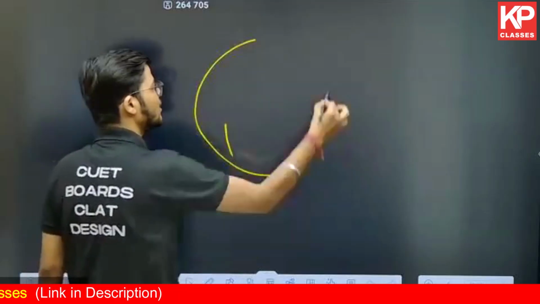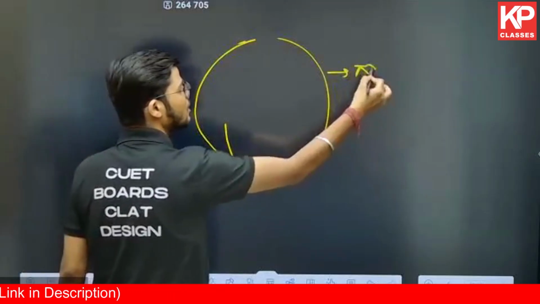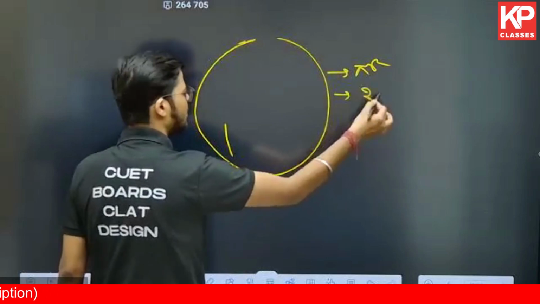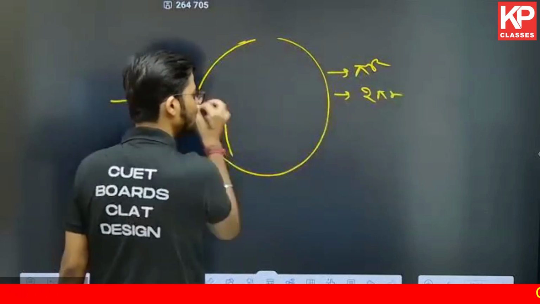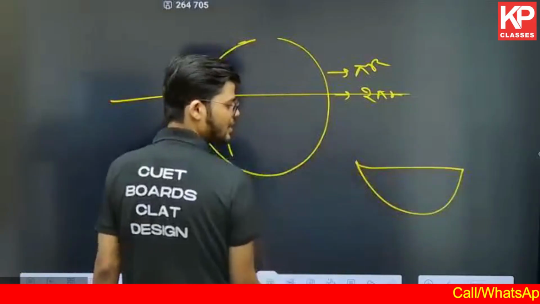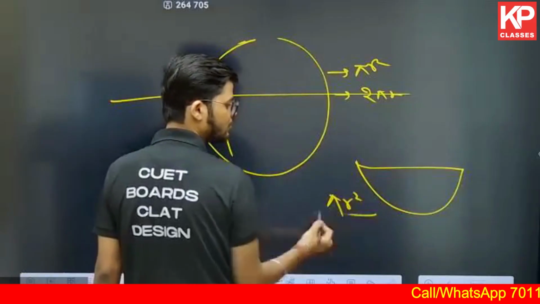Now, in case of a circle, you know what the area is: pi r square. What is the perimeter? The perimeter is going to be 2 pi r. Right? We know that. Now, if I'm going to divide this circle into two parts, this circle will look like this. What is the area here? The area will be pi r square by 2.